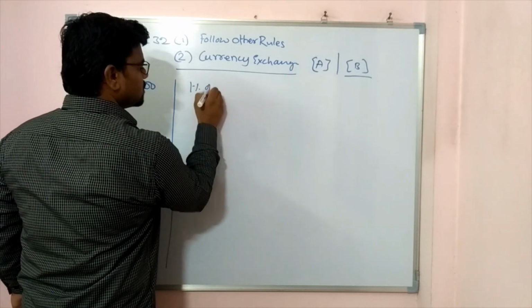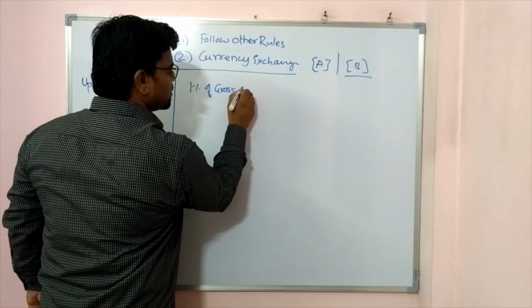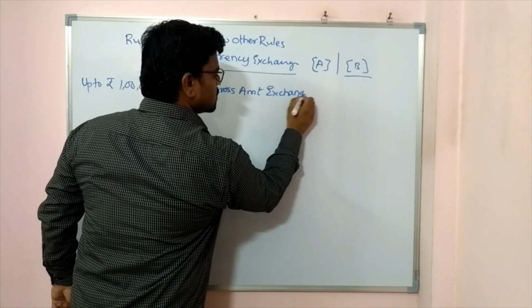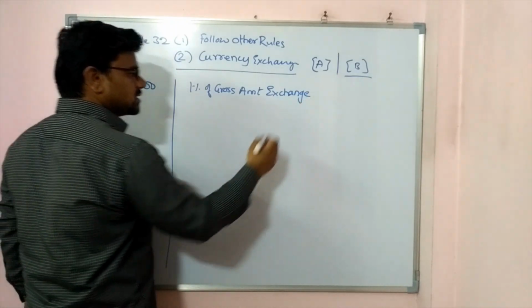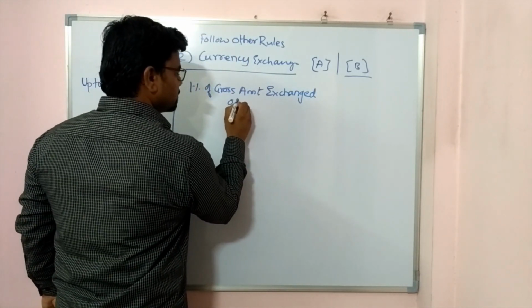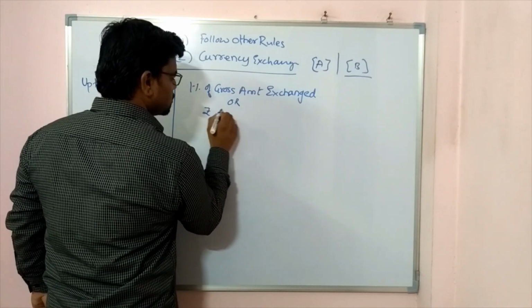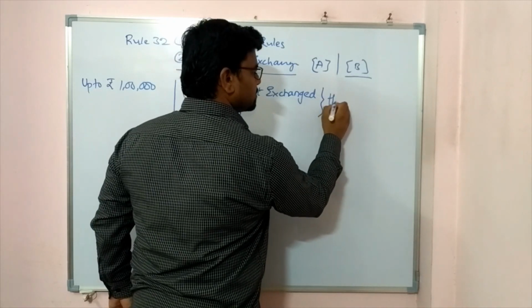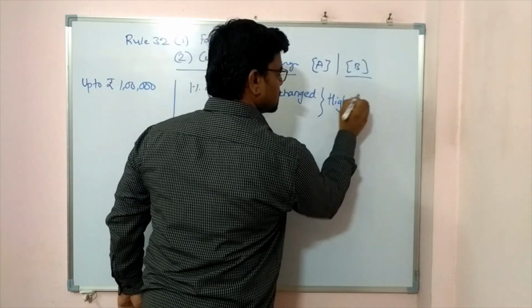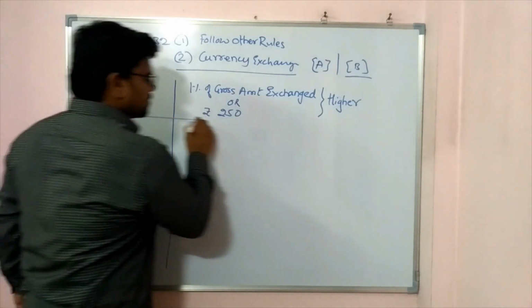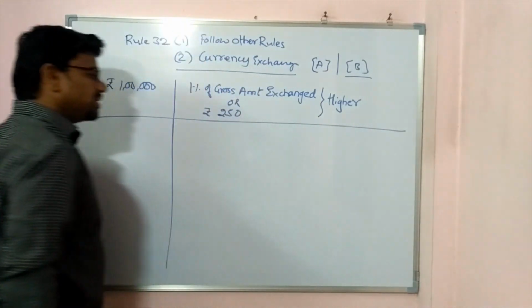1% of gross amount exchanged, gross currency exchanged, you can say, or rupees 250, whichever is higher. Now this part ends.